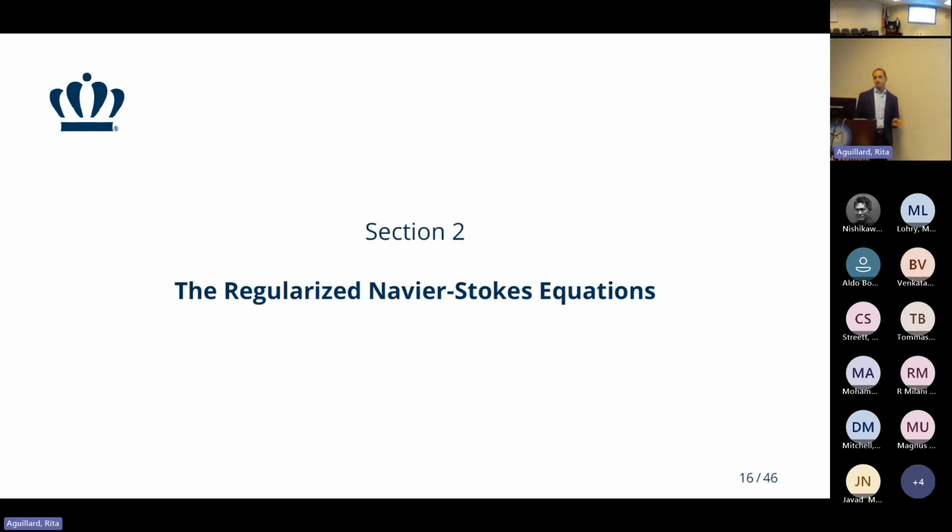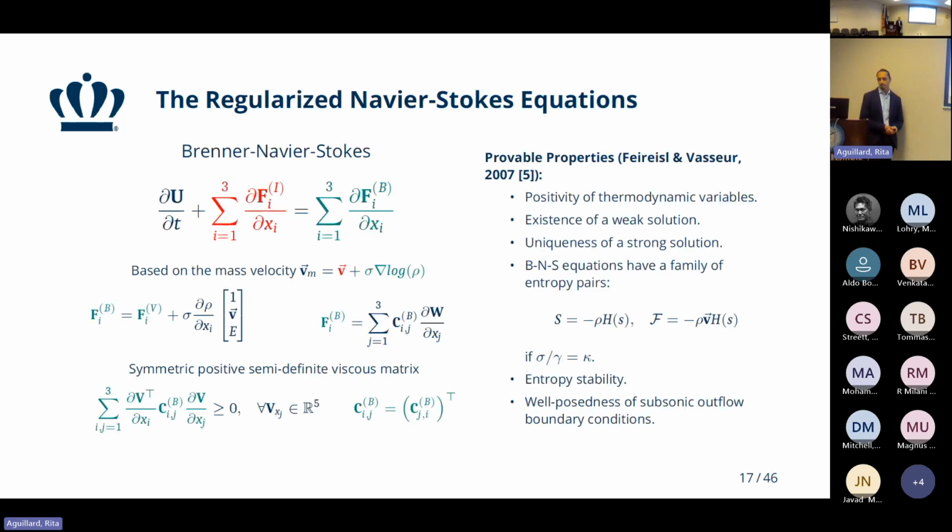So let's discuss the positivity preserving by the regularized Navier-Stokes equations, which is the work of Yamaleev and Upperman. So this is based on the Brenner Navier-Stokes equations. And what's interesting about that is that we can write the viscous flux of the Brenner Navier-Stokes equations as just the Navier-Stokes viscous flux plus some mass dissipation term.